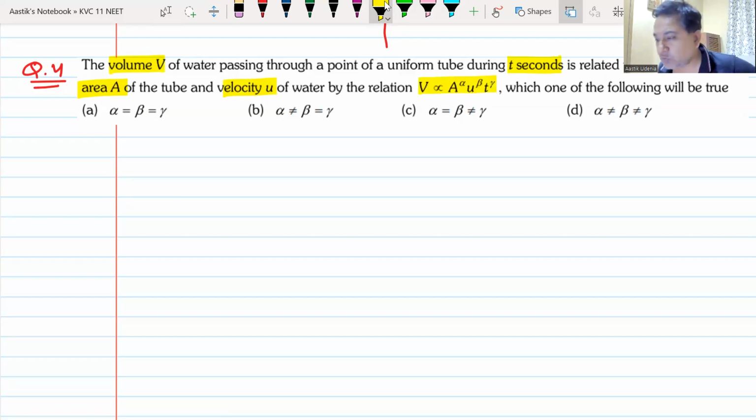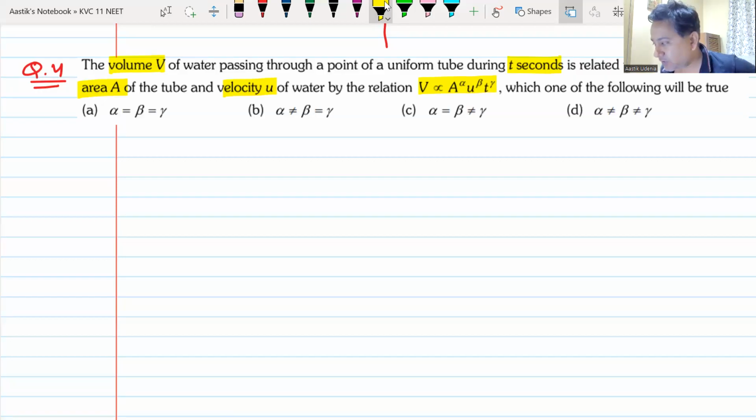V is proportional to A, area, raised to the power of alpha, U, velocity, raised to the power of beta, T, time, raised to the power of gamma. Alpha, beta, gamma, my old triplets from Greek mythology, come into the picture. Which of the following equations will be true? You have four equations, and you have to tell me what is the correct answer.